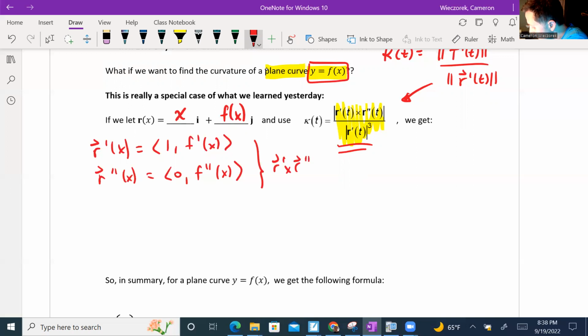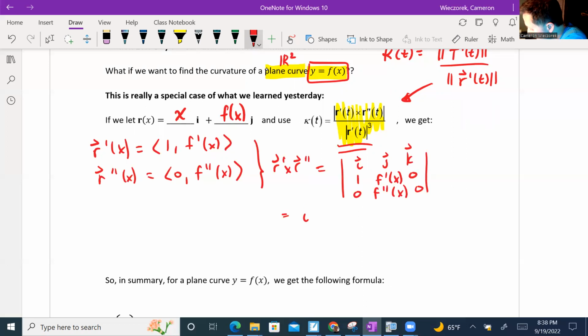cross r double prime. This is going to be my 3x3 determinant for my cross product. I'm going to get 1, f prime x. Because we're dealing with a plane curve, which means we're dealing with R2, my k component would be 0 since I don't have any z coordinates. My r double prime would be 0, f double prime x, and again, my z component would be 0 since I'm dealing with a plane curve.